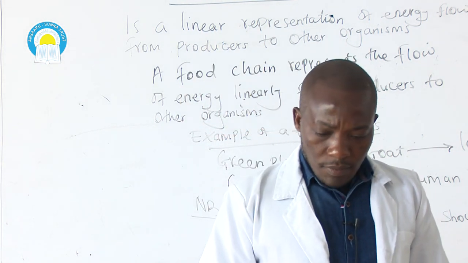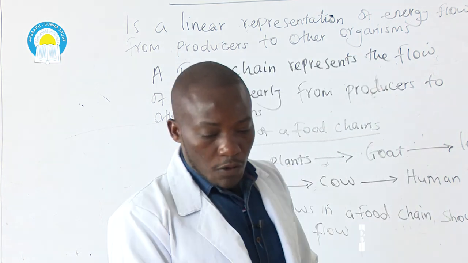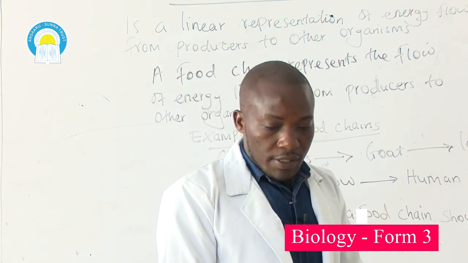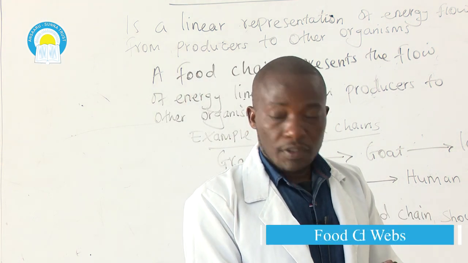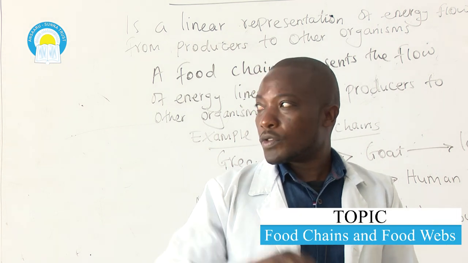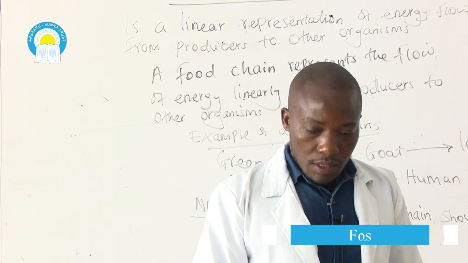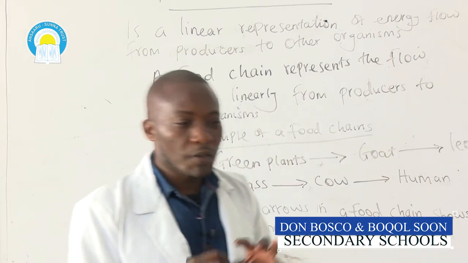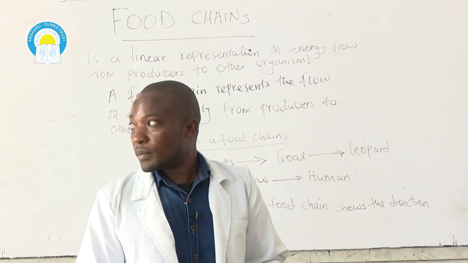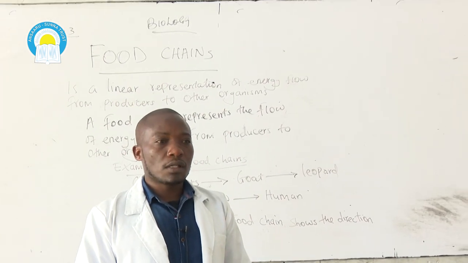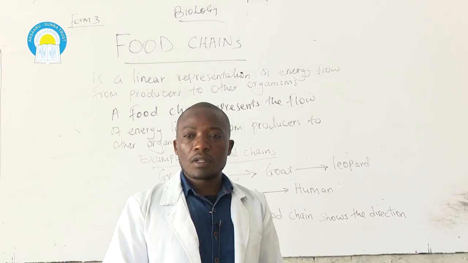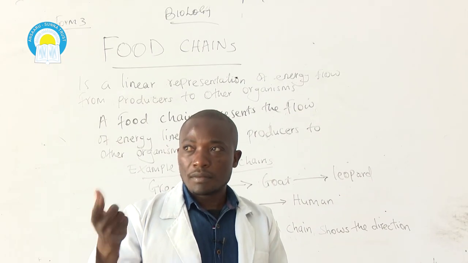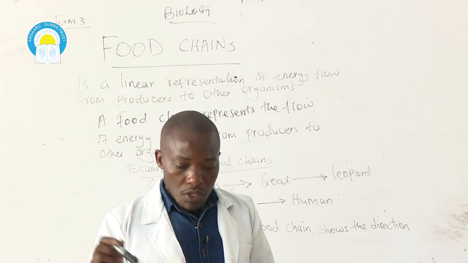Last time we stopped at energy flow in an ecosystem. We talked about how, in an ecosystem, the sun is the main natural source of energy. From the sun, the energy flows to other living organisms. We said there are different feeding levels, or trophic levels, in an ecosystem. One is producers, and the green plants are called primary producers. They are the ones which trap light energy from the sun to make food in the process of photosynthesis.